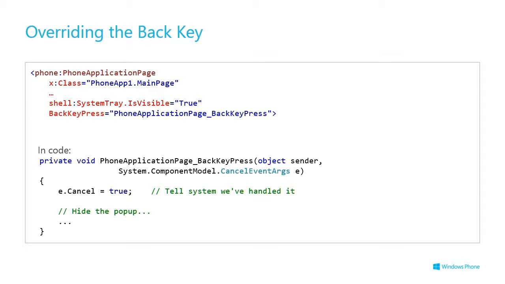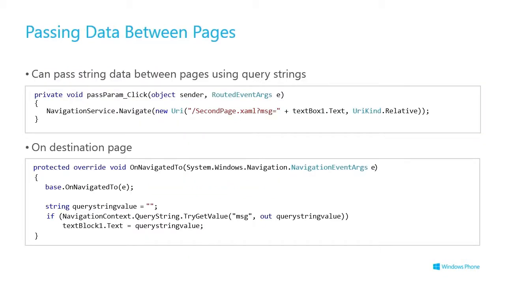If you set the Cancel property of that CancelEventArgs to true, what you're doing there is telling the system, don't worry, I've got this. Cancel your backwards navigation. Don't navigate back through the pages. I'm going to run some code and I'll sort this out. So you'll have the code in there to hide that pop-up panel or something. So that's what you do.